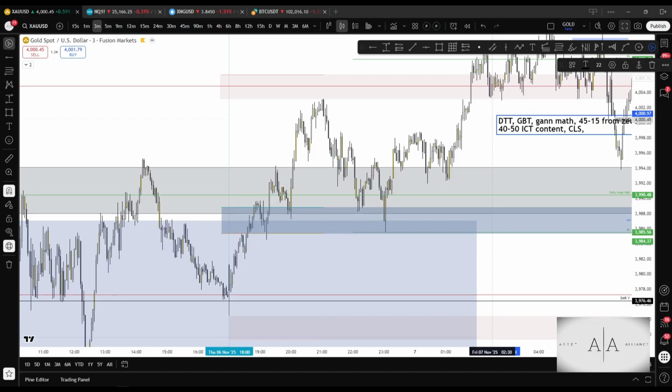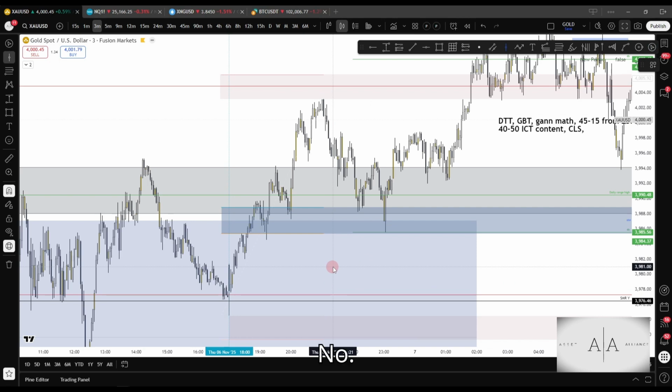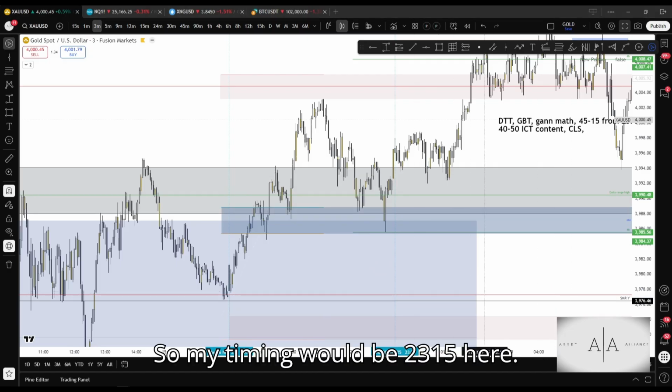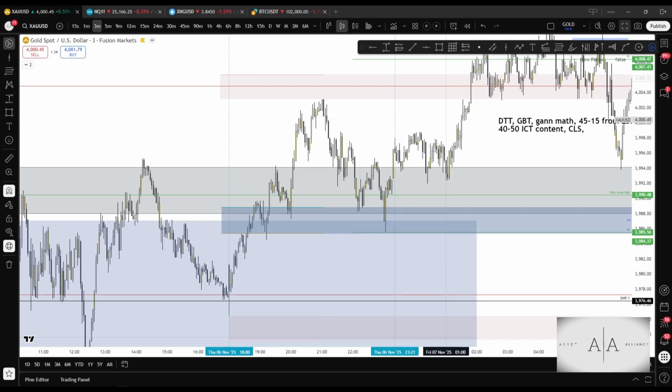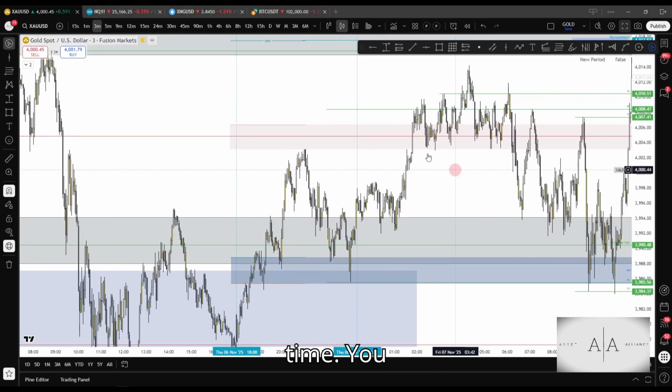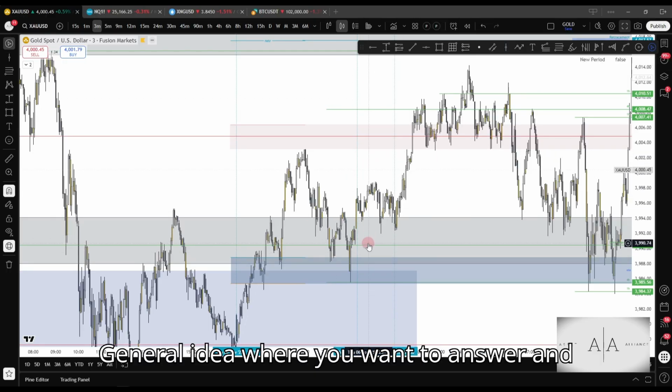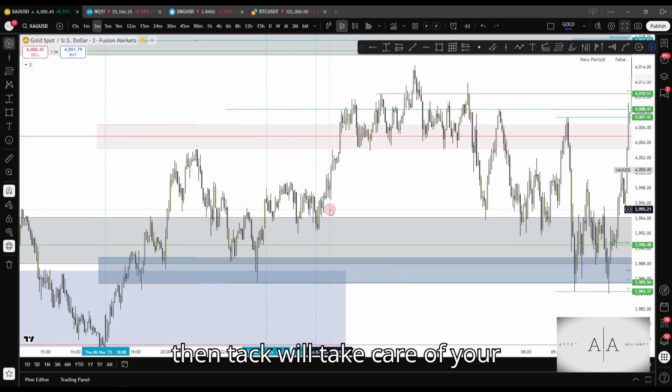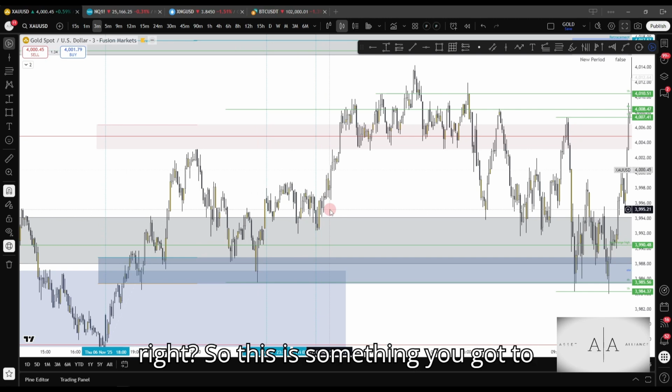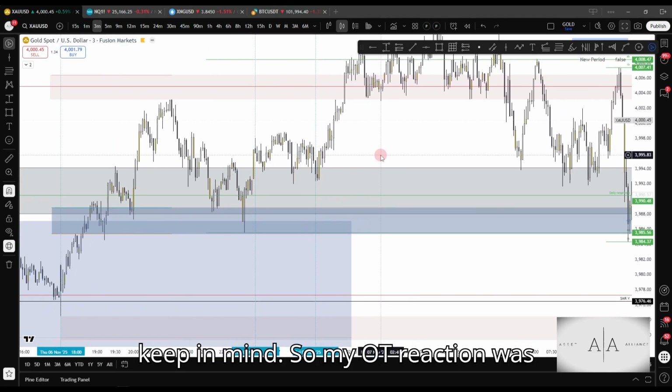Let's say here, my timing would be 23:15, my bad. So my timing would be 23:15 here up till about 1 a.m., right? So this would be my entry time. You need a general idea of where you want to enter, and then TAC will take care of your execution and your more refined entry, right? So this is something you got to keep in mind.